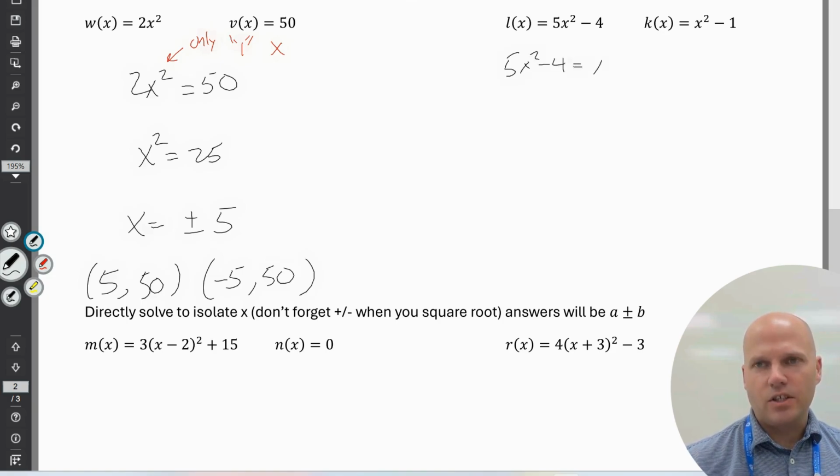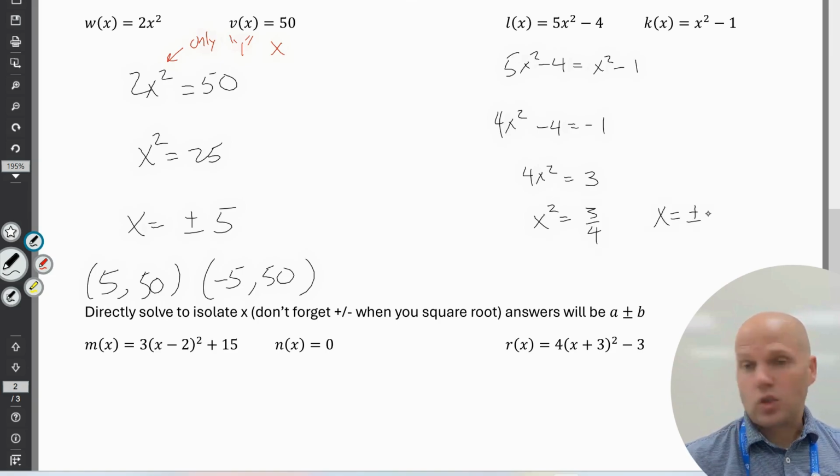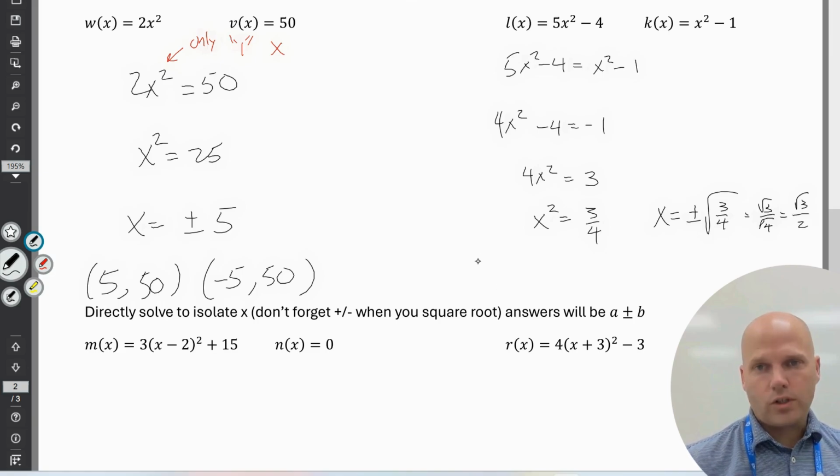Get something like this. I'll start by setting the equations equal to each other. Good graph to solve if I had a calculator, but I don't. I'm going to add 4. And when I add 4, I get 3. And divide by 4, and I get 3/4. I'm going to square root, and I get plus or minus the square root of 3/4. Now, that's the same as the square root of 3 over the square root of 4, which is the same as the square root of 3 over 2. Cool? Or it's just the square root of 3/4. So I got negative root 3 over 2. I got positive root 3 over 2.